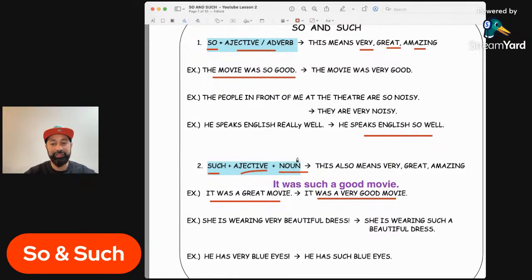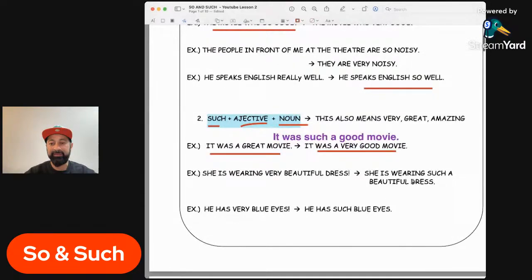So "such a good" is my adjective, and then "movie" is my noun. We could say, she is wearing such a beautiful dress. He has such blue eyes. That means the eyes are very blue. Her dress is very beautiful. So and such mean very, but how we make the sentences is a little bit different.